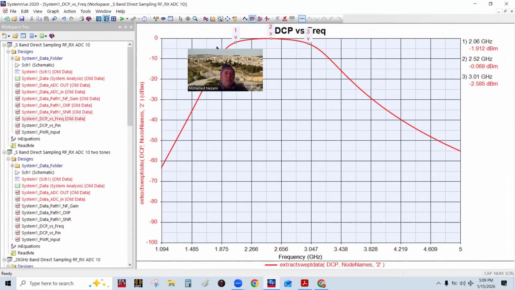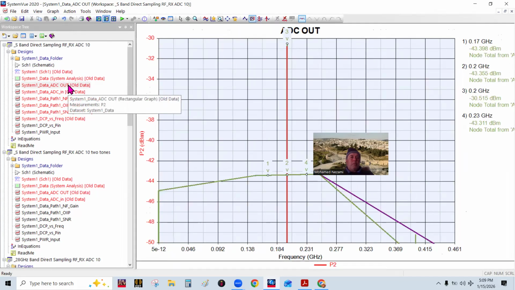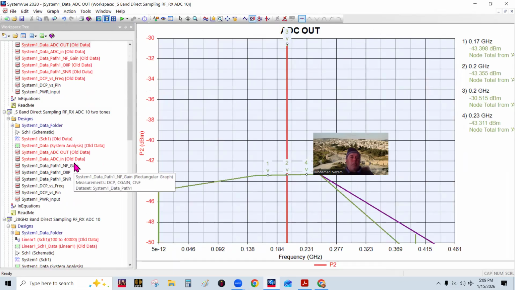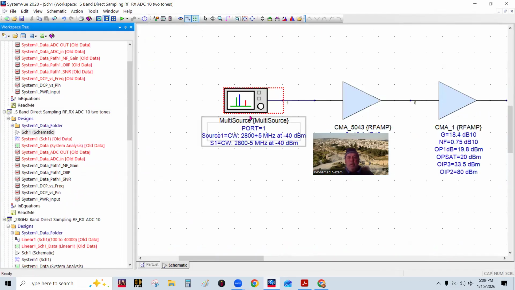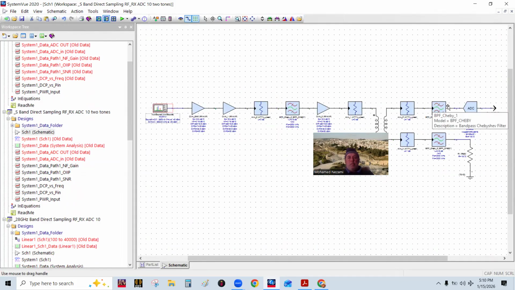Okay, this is sweeping the frequency. There's one that should display the... okay, well, anyway, we'll get to that later. Okay, so we're going to come in here and run this system and see the intermods that are going to come out.